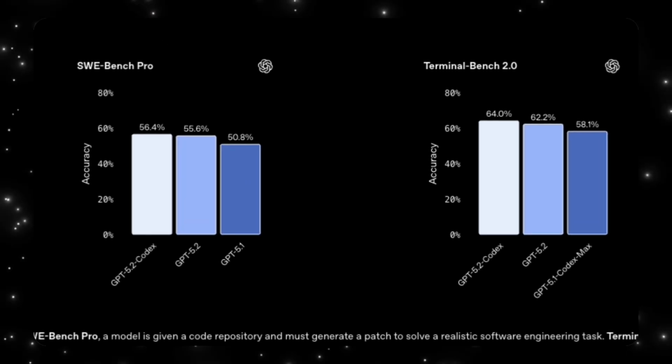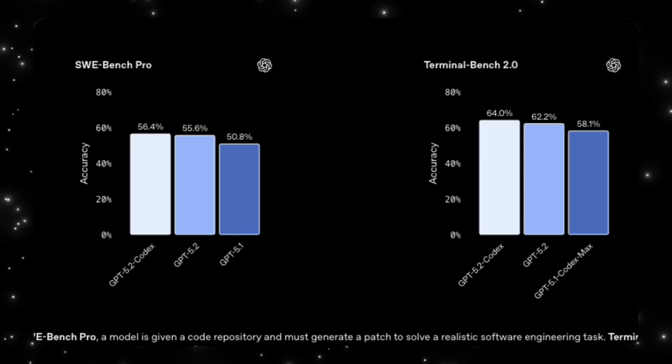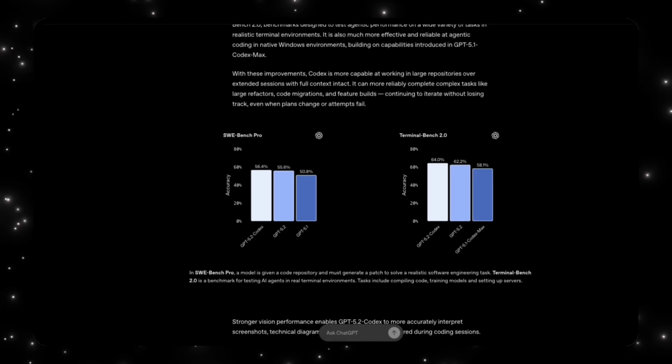Now, when we look at the benchmark results, we can see that this model is improved in Software Engineering Bench Pro. It currently sits at 56.4%, while GPT 5.2 sits at 55.6%, and GPT 5.1, their older model, sits at 50.8%. On the Terminal Bench 2.0 benchmark, GPT 5.2 Codex is now at 64%, GPT 5.2 at 62.2%, and GPT 5.1 Codex Max is at 58.1%.